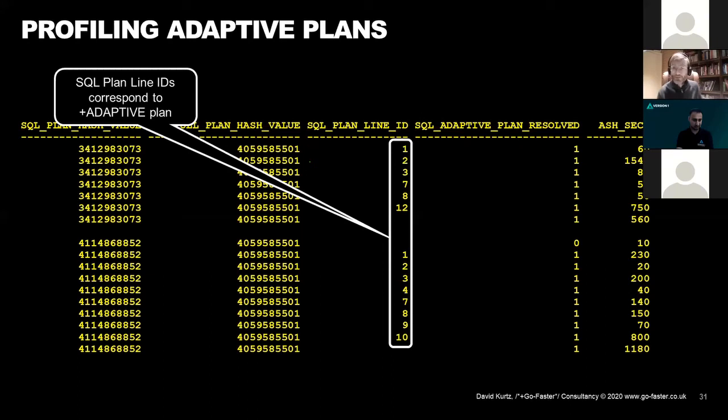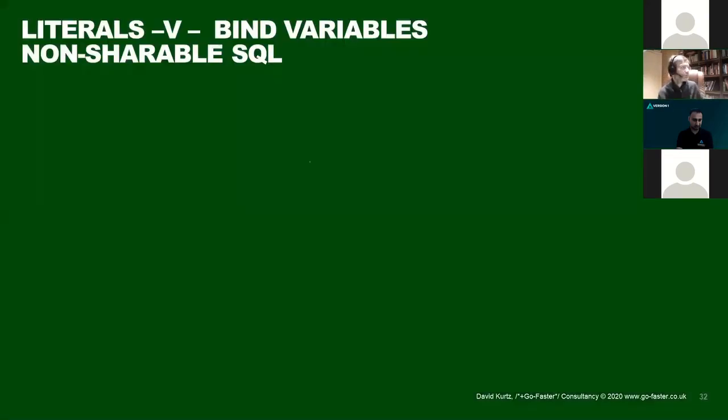It was pretty obvious in this case, but in more complicated plans, it may not be obvious to you that the line ID in your ASH data doesn't correspond to the plan, and it might lead you to the wrong place. So I now always use the adaptive keyword from Oracle 12 upwards. It's just hard-coded in there now, and I don't bother. Obviously, if you're back on Oracle 11, you don't have the adaptive keyword, and it will cause DBMS_XPLAN to error. Okay.